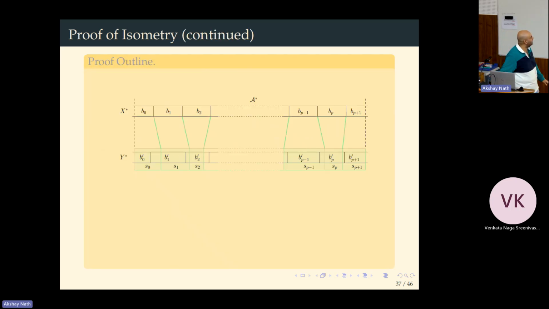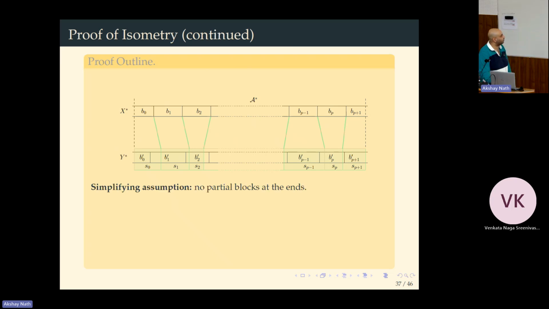And the idea is just the same. Look at this specific interval. It has some alignments which are not vertical. And you assume, just for the sake of simplicity, there are no partial blocks at the end. So you've cut it into nice blocks. Now we can classify all the top blocks.